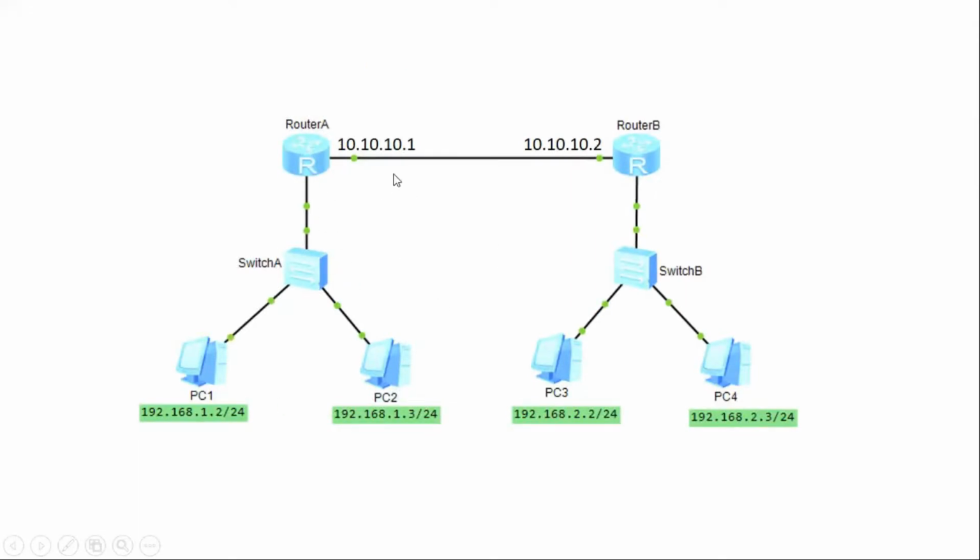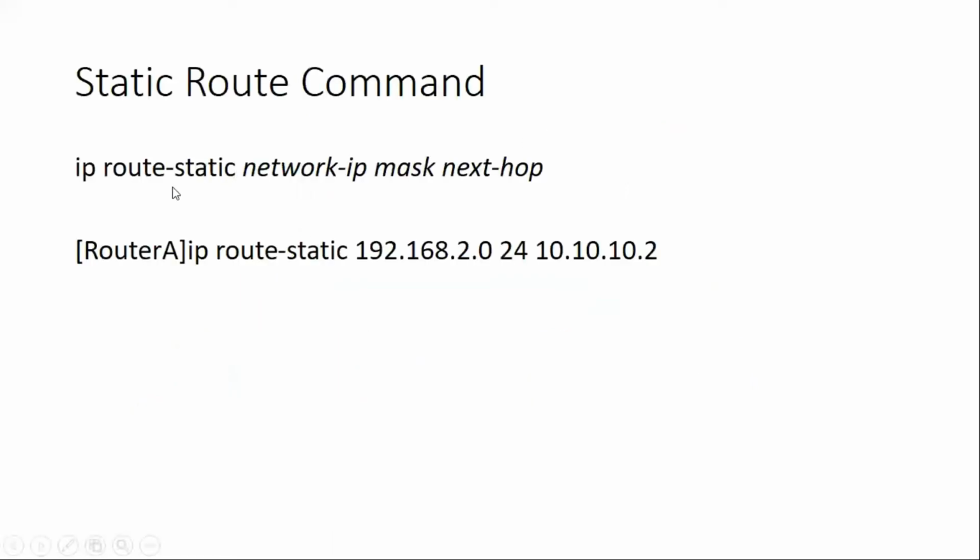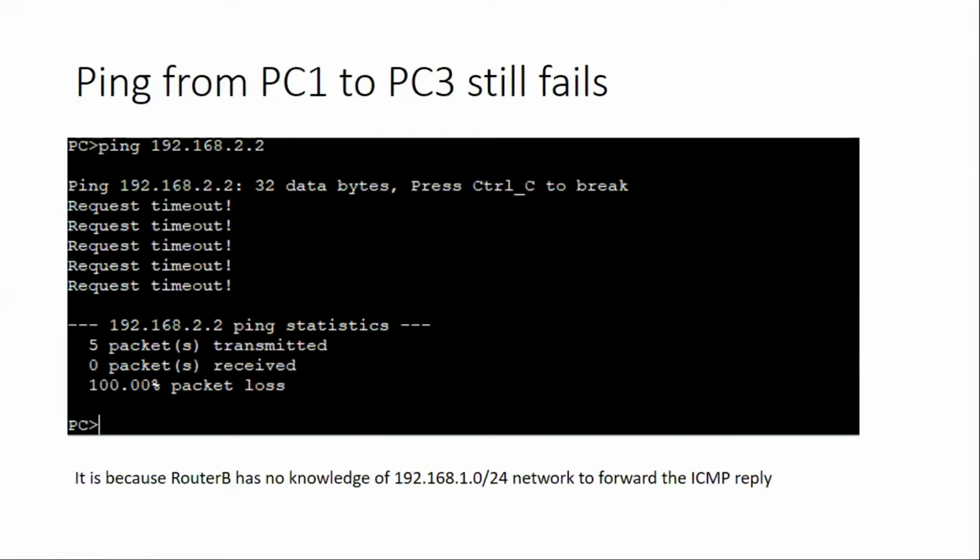Here is what we are talking about. We want to add this network. What is the next hop to this network? It's 10.10.10.2. First of all, we have to establish that that particular IP is reachable. After that, you can use the command ip route-static, followed by the network IP, the mask and the next hop. So ip route-static, we are looking for the network 192.168.2.0, the mask is 24, and the next hop is 10.10.10.2. So we can do that.